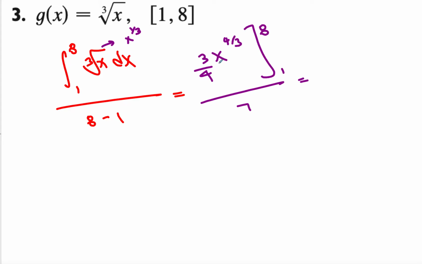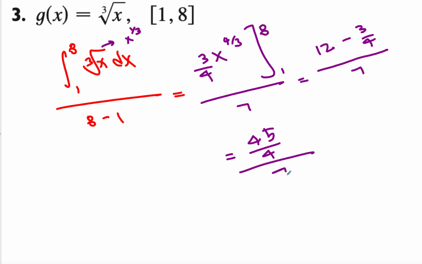When you plug in 8, the cube root of 8 becomes 2. 2 to the 4th power becomes 16. So 16 divided by 4 becomes 4, so my first value becomes 12. My second value becomes simply as it is, which is minus 3 over 4, all over 7. This is the same thing as 48 over 4, so 48 minus 3 becomes 45. So we get 45 over 4, all over 7, which becomes 45 over 28. That's basically what we end up getting for number 3.